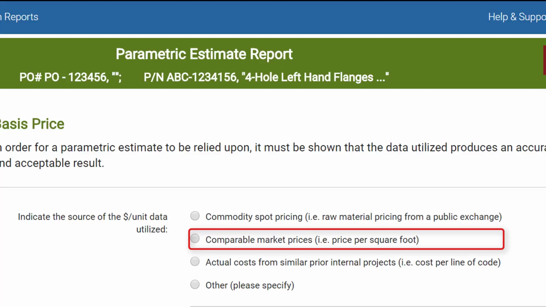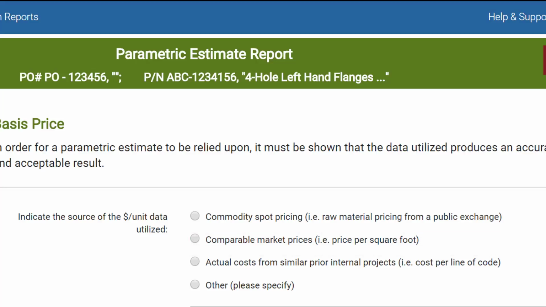Comparable market prices is appropriate if there isn't necessarily a commodities market, but there is an active commercial marketplace that provides information on dollars per unit.